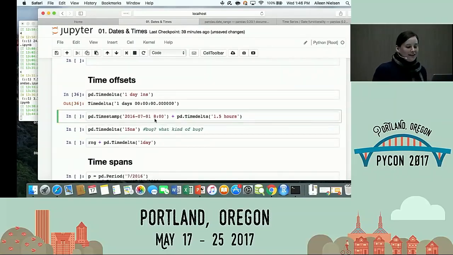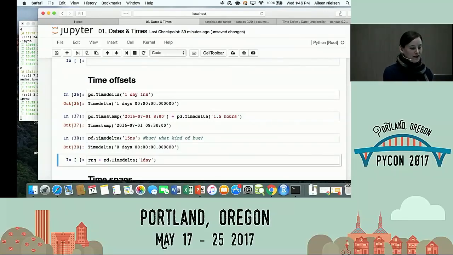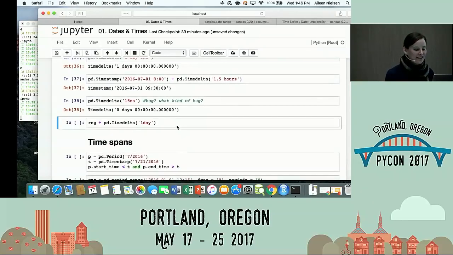Okay. pd.Timestamp can be added to pd.Timedelta. So if you have a timestamp, you can just add a delta to it very intuitively. Here's an example. I've got July 1st at 8 a.m. and I want to add 1.5 hours, and that gets me to 9:30, exactly as it should. pd.Timedelta, 15 nanoseconds, showing up as a 0. Is that a bug? No, it's actually there, it just prints as 0. I'm probably harping on this bug a little too much, but for those who do use nanoseconds.